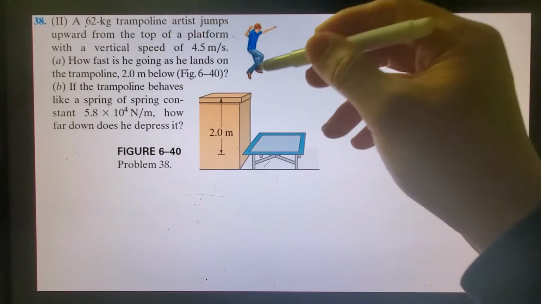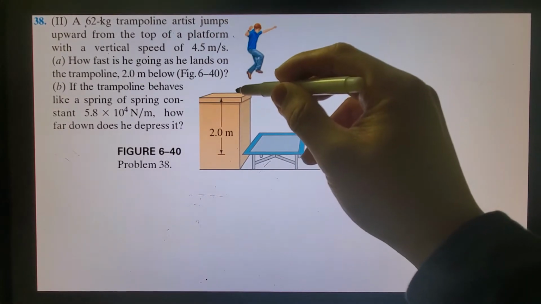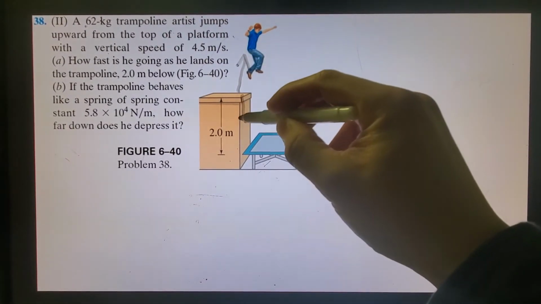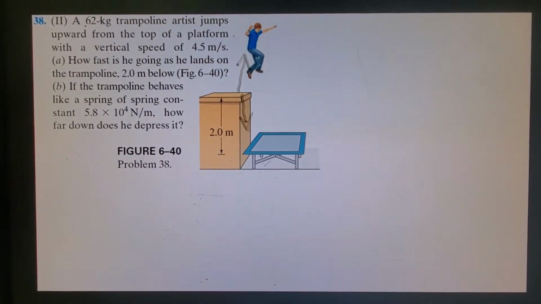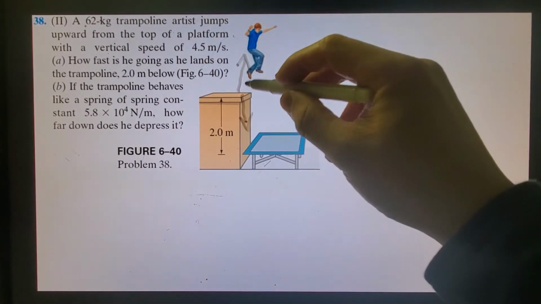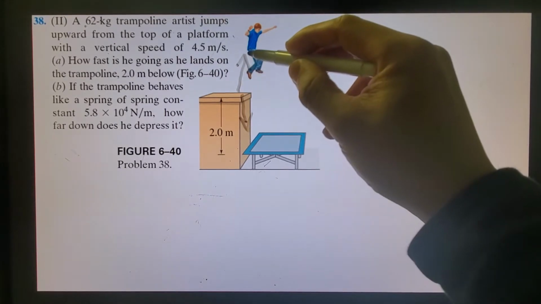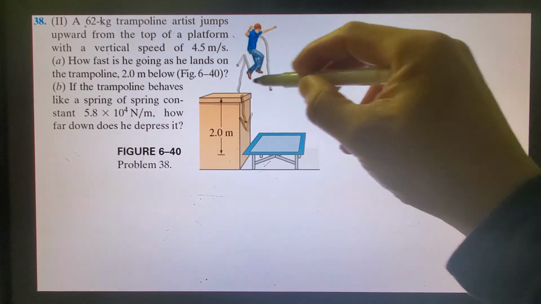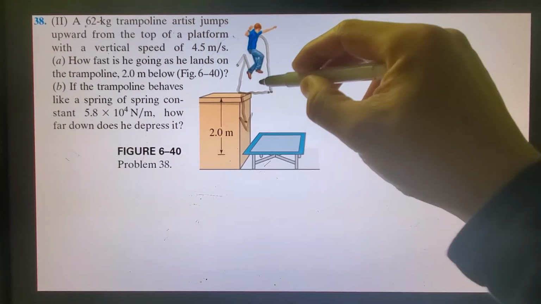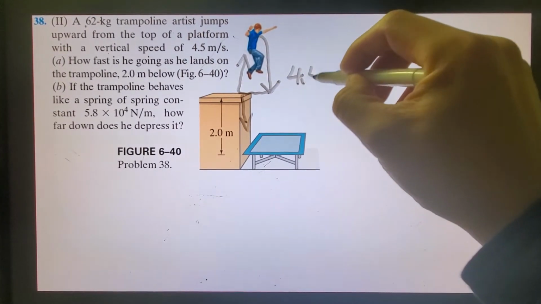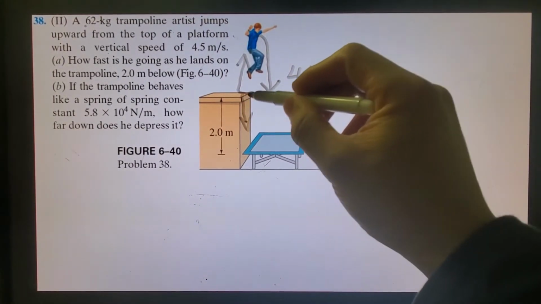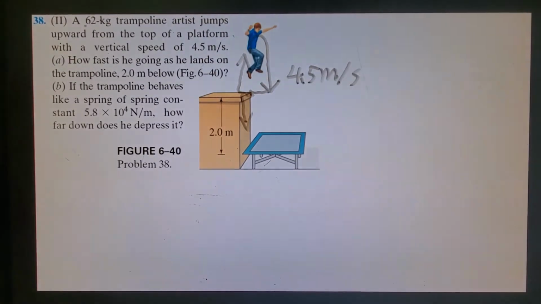The first thing that comes to our mind is that it doesn't matter if he jumps up or jumps down with that velocity. Why? If he's jumping up with 4.5 meters per second, at some point he's going to stop and fall back down. And once he reaches back here, it will be 4.5 meters per second. In any case, he will be jumping down with that initial velocity anyway.